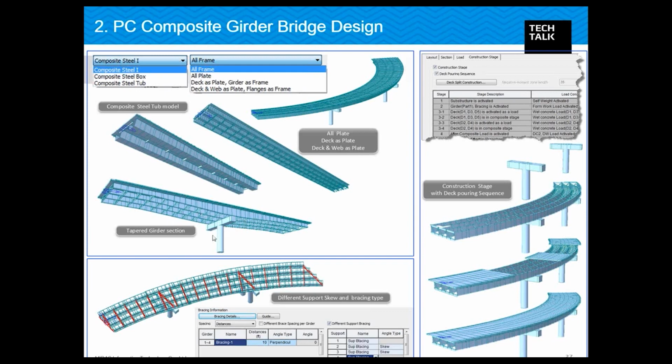Taper sections can be considered, and the bracing is also automatically considered with various shapes of bracing, like X bracing, K bracing, and single beam. Construction sequence, also considering the deck pouring sequence, is considered, as you can see. So using this simple input, the girder bridge can be generated.